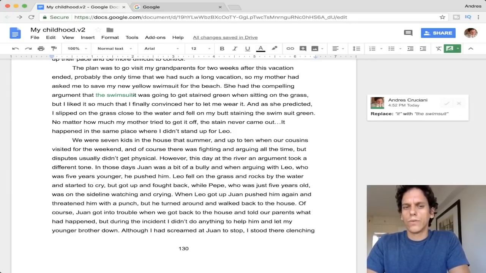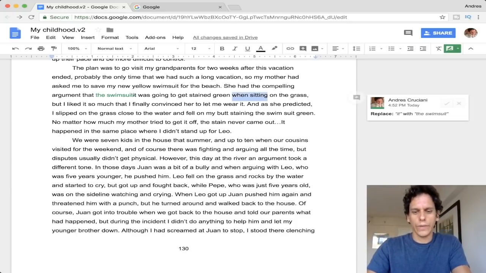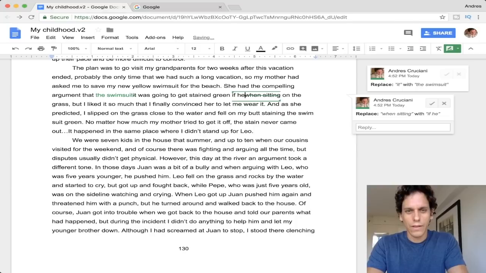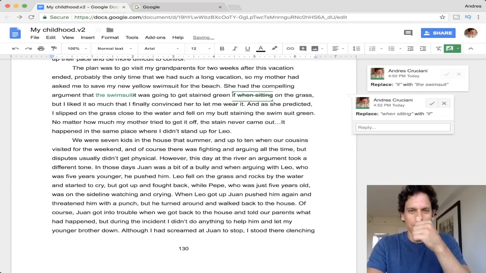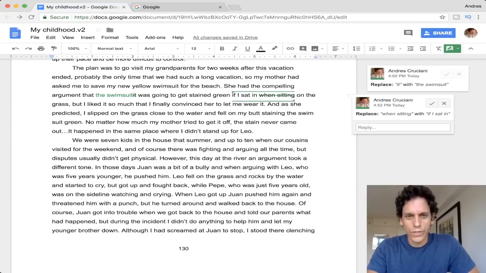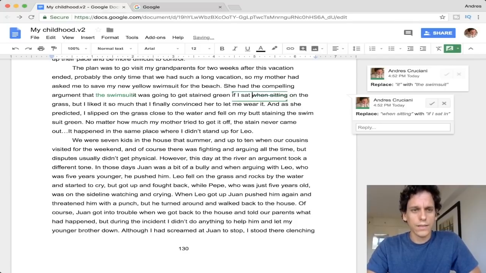Second of all, she doesn't necessarily know that he's going to be sitting in the grass. It's more, I think what she's really saying is if he sat in the grass, it would get stained green. So she had the compelling argument that the swimsuit was going to get stained green. So we can say, if I sat in the grass, oops, because this is the author speaking here. If I sat on the grass, hopefully that'll show up, and I put in an extra preposition there by accident. Let's delete that. It was going to get stained green if I sat on the grass, but I liked it so much.